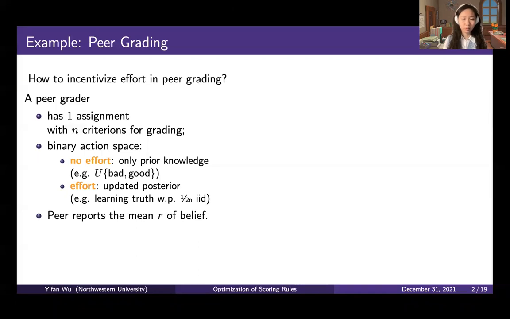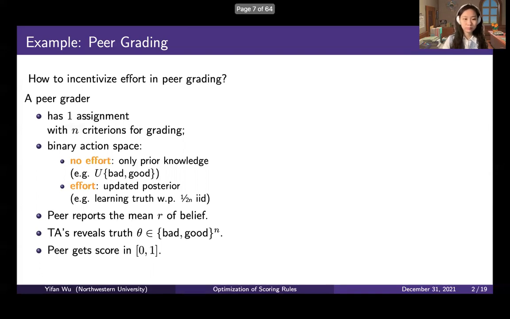And the peer can report the mean R of her belief. Here, R is an n-dimensional vector. On each dimension, it indicates the mean on that dimension, which is the probability of being good on that criterion. And the TA reveals the truth, theta. Theta is an n-dimensional vector of bad and good. By comparing the peer's report and the TA's revealed truth, the peer can get a score in 0 and 1.